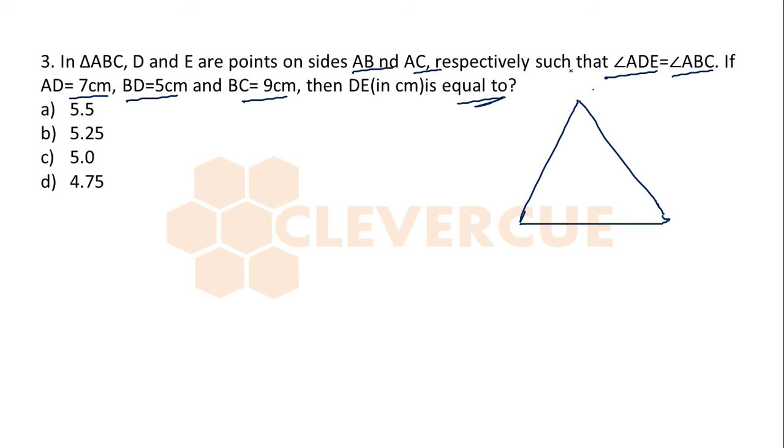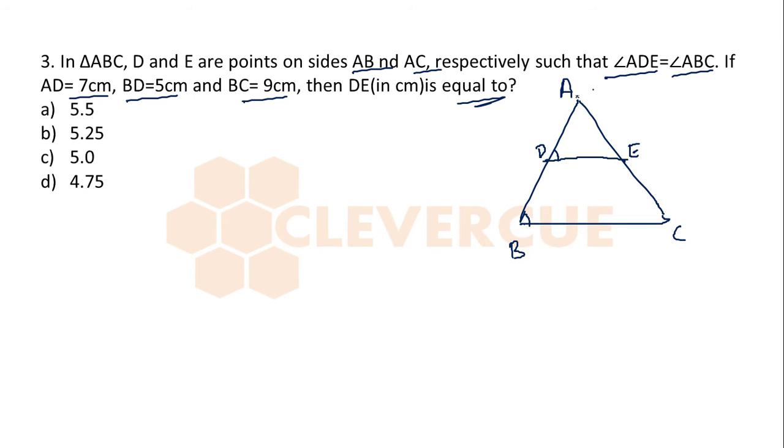Here you have triangle ABC and D and E are points on AB and AC respectively. Now let us join these points D and E. This is D and this is point E. Now it is given that angle ADE is equal to angle ABC. So this angle is equal to this angle.